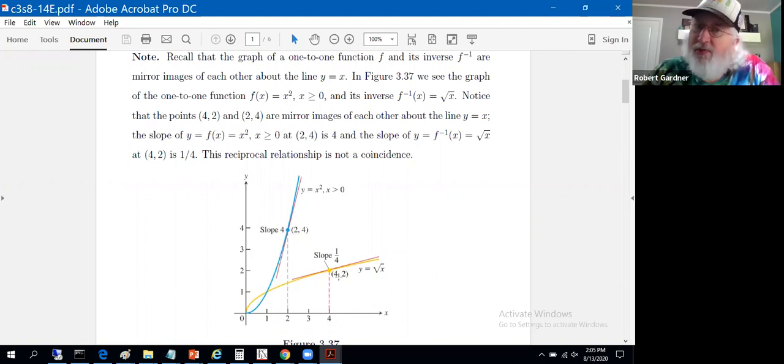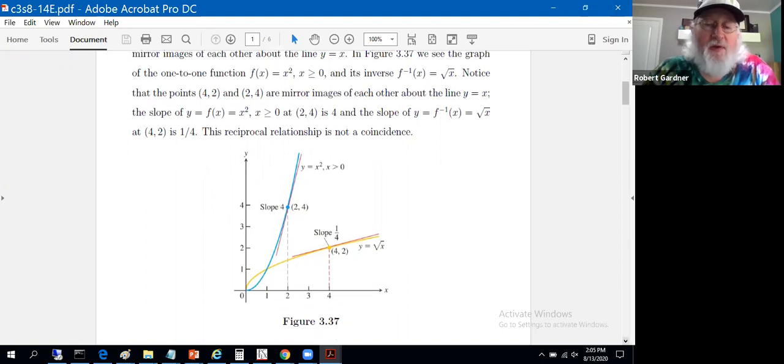But it's a long story. We went from a function to its inverse. We looked at a point 2, 4 on this one and a point 4, 2 on that one. And in that situation, we got the slopes to be reciprocals of each other. It's all being driven by this mirror image relationship between a function and its inverse.